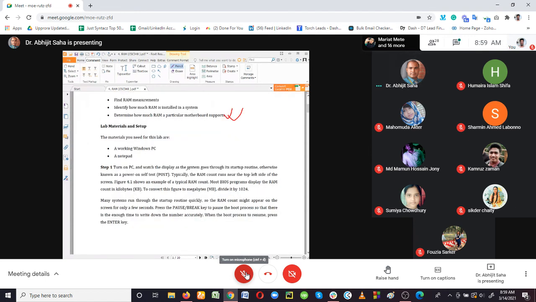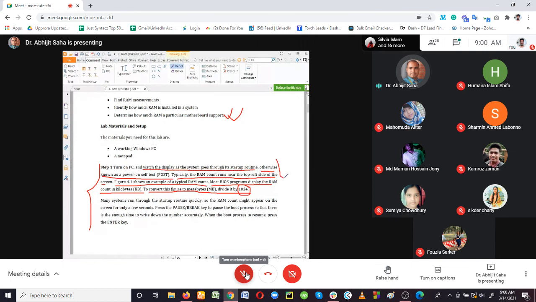In step one, turn on the PC and watch the display as the system goes through its startup routine, otherwise known as POST. Typically, the RAM count runs near the top left side of the screen, and we have an example figure of a typical RAM count. Most BIOS programs display the RAM count in kilobytes. To convert this figure to megabytes, divide it by 1024.